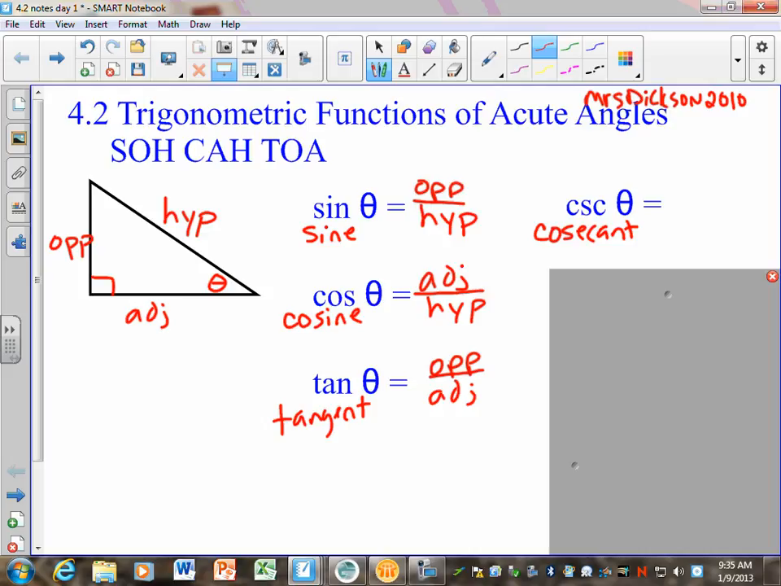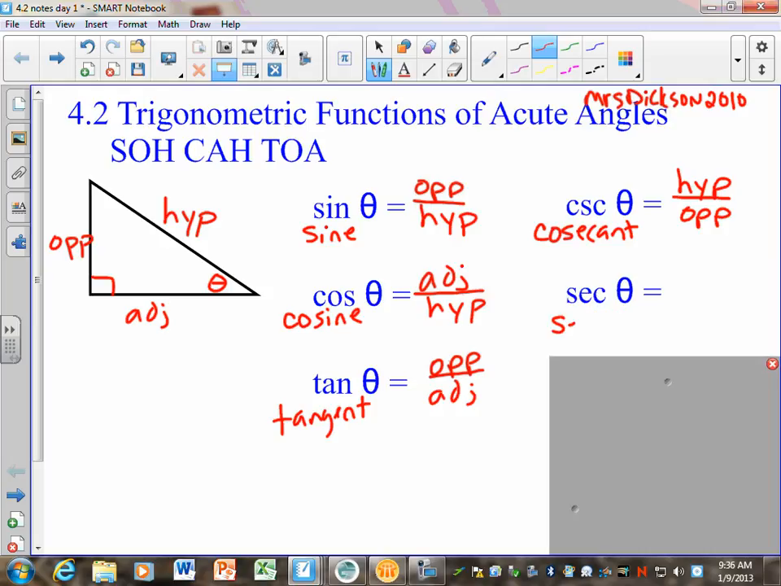Cosecant is the reciprocal of sine, so it's really easy to remember. If sine is opposite over hypotenuse, what would the reciprocal of that be? Hypotenuse over the opposite, right? It's just a reciprocal. Cosine also has a reciprocal, and it's secant. How about that to confuse you? SEC.